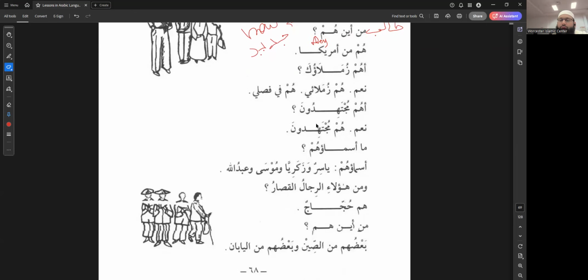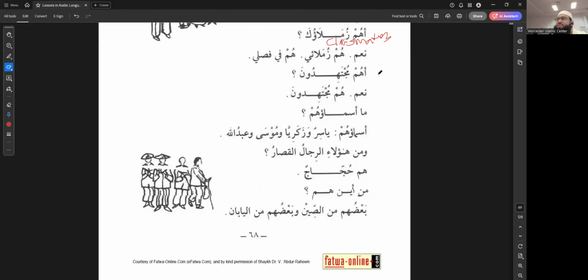Ahum zumalauka. What does this mean? Are they your zumala? What does zumala mean? Classmates. Plural. Very good. It's a plural of zamil. Naam. Hum zumalai. Yes, they are my classmates. Hum fi fasli. They are in my class.